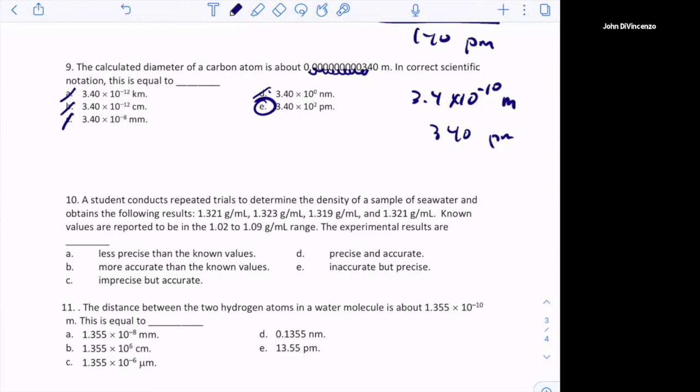That's a good way to study: look at all of these and correct them, if you will. What would be the correct answer if it was in kilometers? What would be the correct answer if it was in centimeters? And when you get to that, then you know you're pretty comfortable with the metric system. Good? Questions?